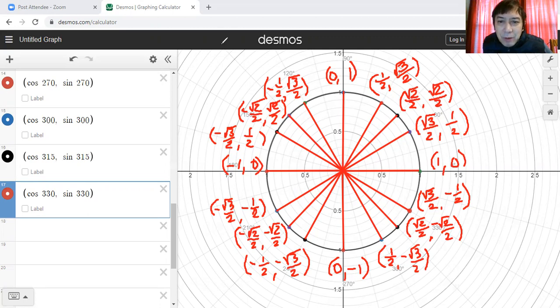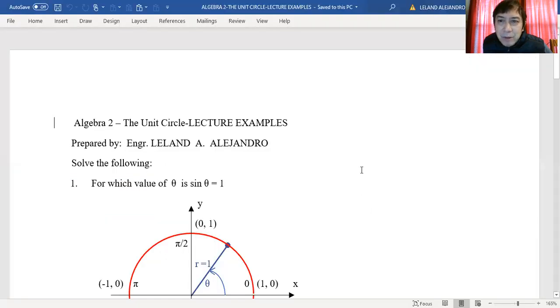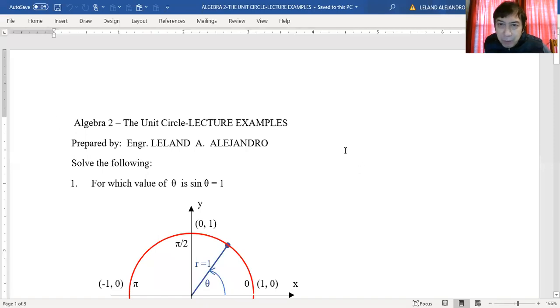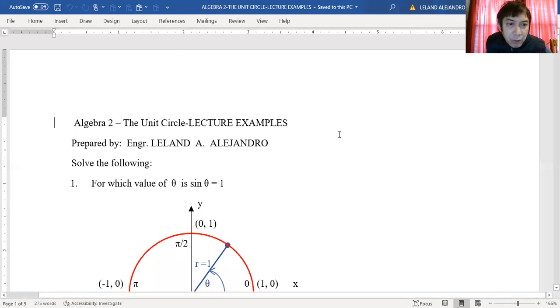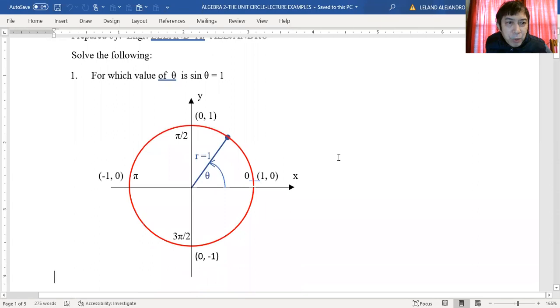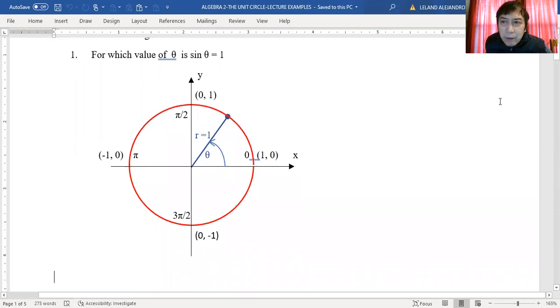Okay, let's check on the problem set on the other screen. This is it. Let's start from the first number. Let me try to scroll it. So this is the unit circle lecture examples. Solve the following. This is number 1. For which value of theta is sine theta equal to 1?